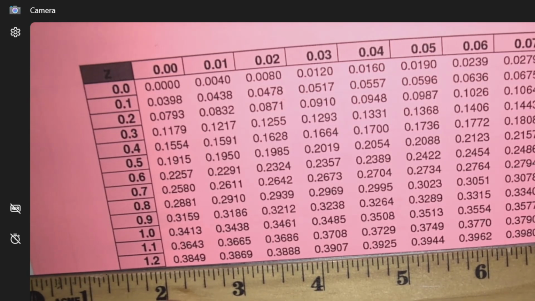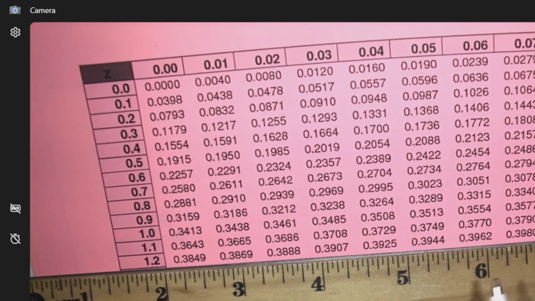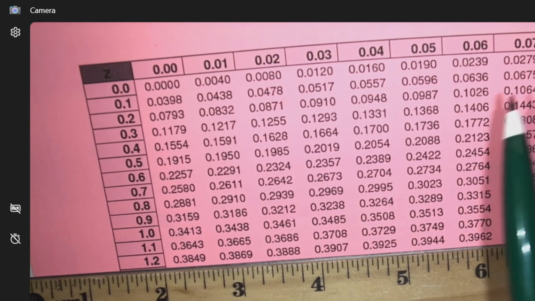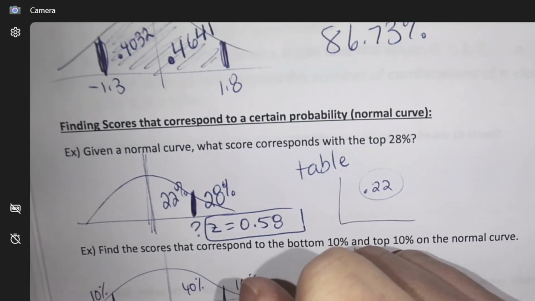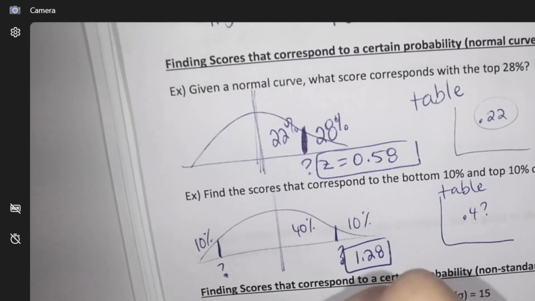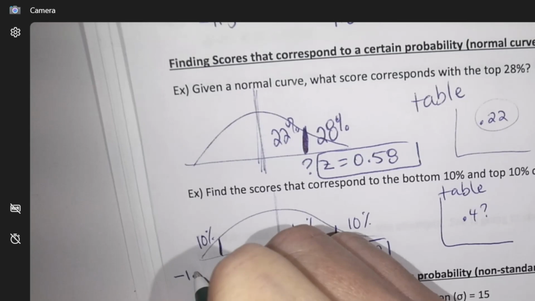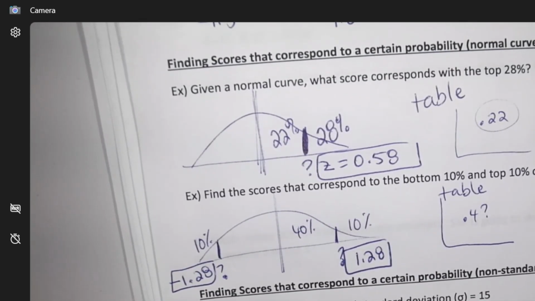So now I'm going to go, z-score is what? 1.28. Do you see how I'm reading that? 1.2 across to 0.08, so 1.28. And then on this side would be negative. So you just kind of have to understand your position. Obviously this Z chart is only positive, so if you are below the mean, make sure you have a negative Z-score, right?